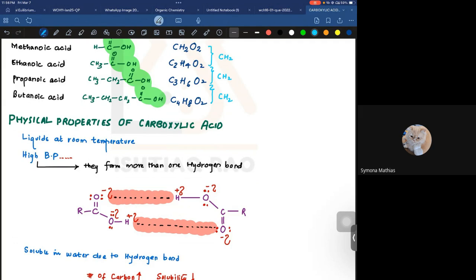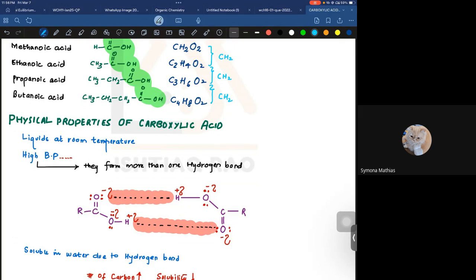Okay. But the thing is, in carboxylic acid, you have two oxygen atoms, as you can see over there. It has two oxygens. Each oxygen is having a lone pair of electrons. So it's going to make hydrogen bonds. So the third category of intermolecular force is hydrogen bonding. That is the strongest intermolecular force among the intermolecular forces of attraction. So the ID force was the weakest and the hydrogen bond is the strongest one.